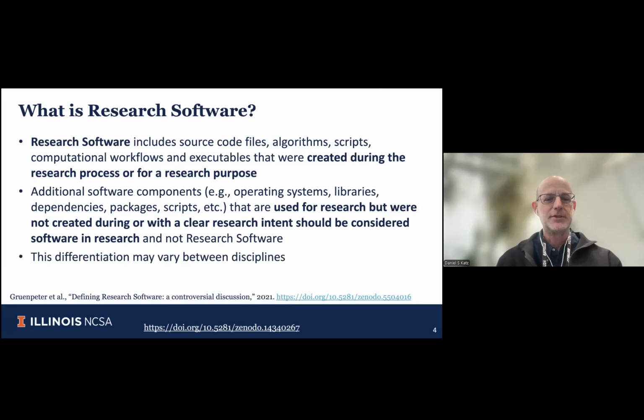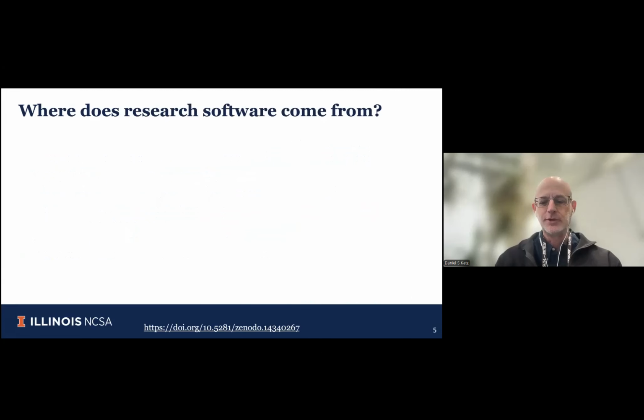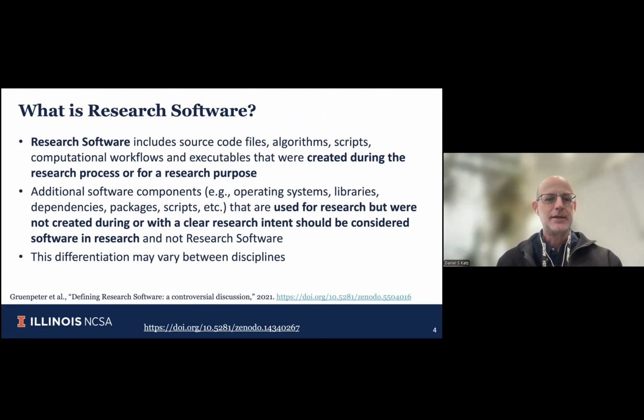And this differentiation varies between disciplines. So just to give an example, if I am a computational astrophysicist and I'm using a compiler to compile my C++ code into my HPC library, that compiler for me is software in research. It's not research software. But if I am a computer science researcher working on programming languages or compiler technologies, then that same compiler could be research software.